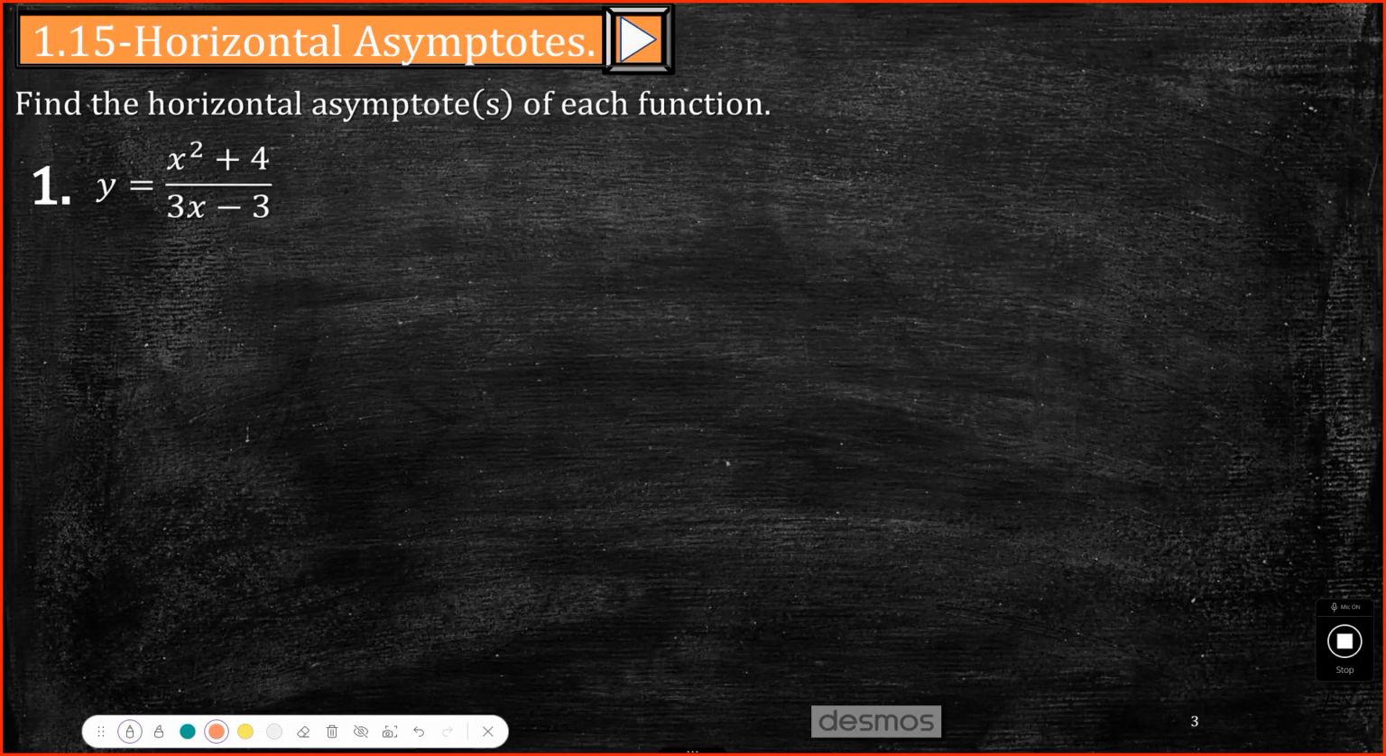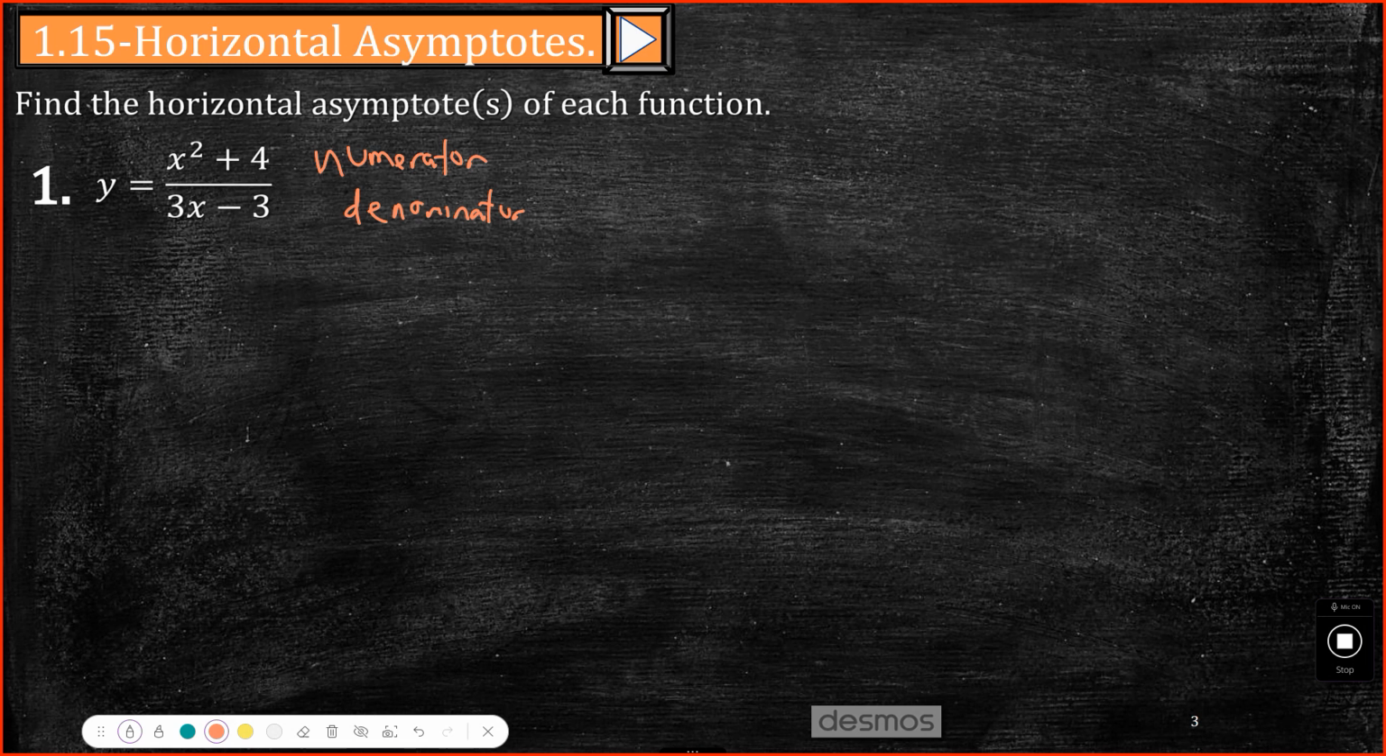Lesson 115, horizontal asymptotes. How do we find horizontal asymptotes of rational functions? The function we're looking at is a rational function, which is a polynomial divided by another polynomial. The top is called the numerator, and the bottom is called the denominator.